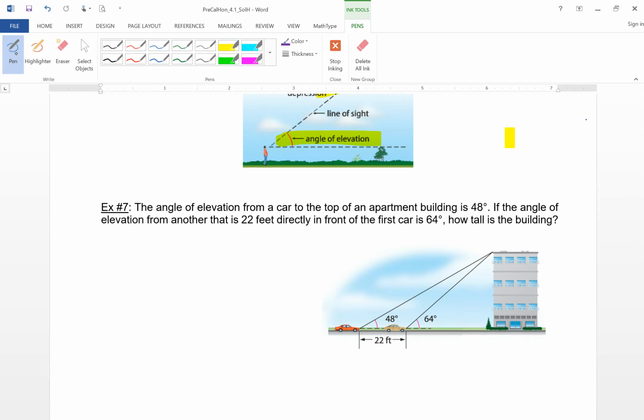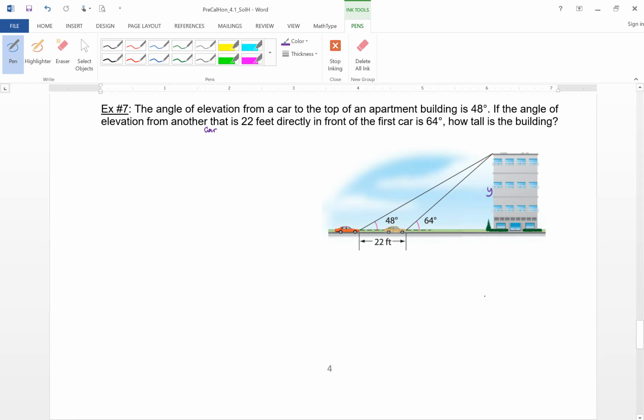Fantastic problem. The angle of elevation from a car to the top of the apartment building is 48 degrees. If the angle of elevation from another car that is 22 feet directly in front of the first car is 64, how tall is the building? So what I want is this value of y.